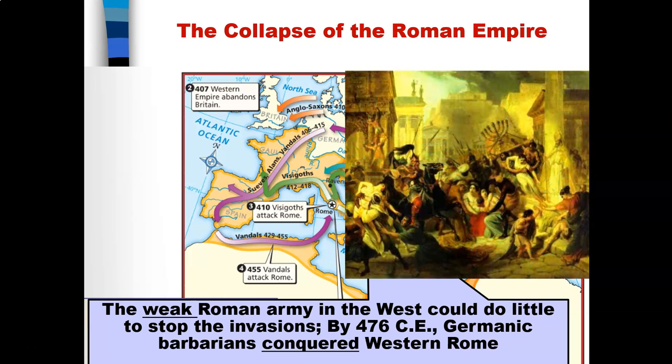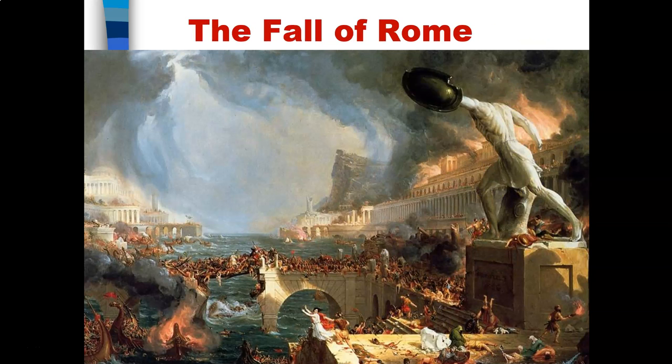The weak Roman army in the west could do little to stop the invasions. By 476 CE, Germanic barbarians conquered western Rome. And here we have an image of the fall of Rome.